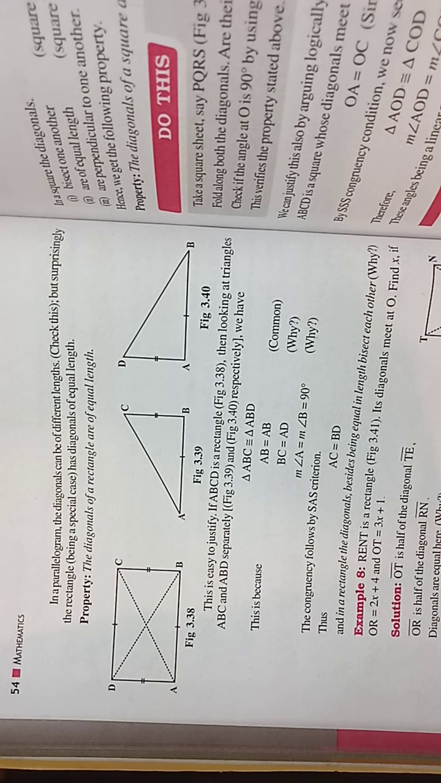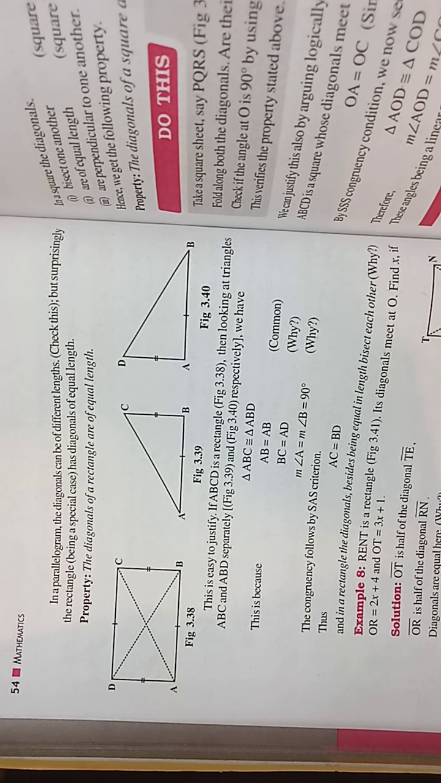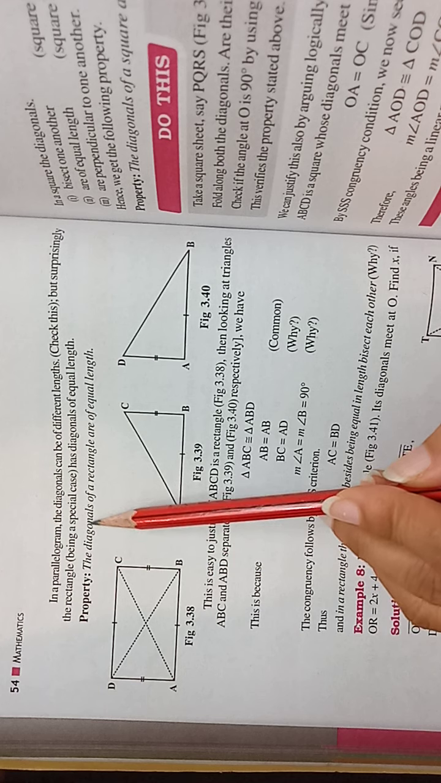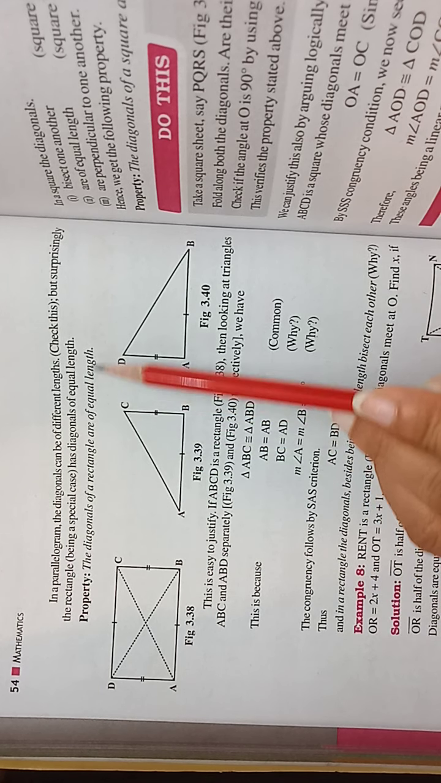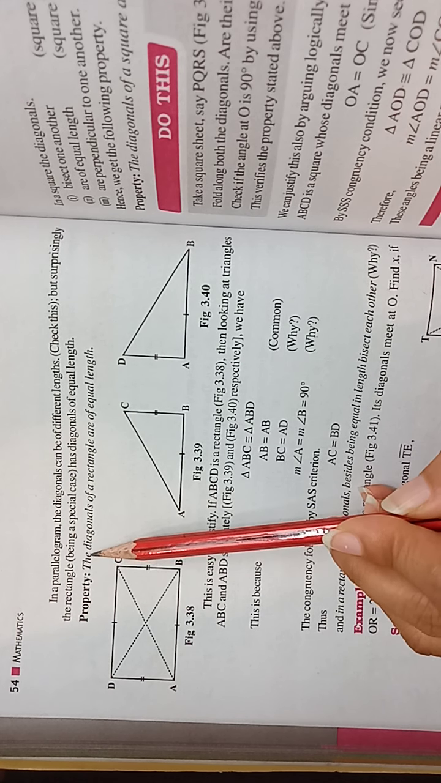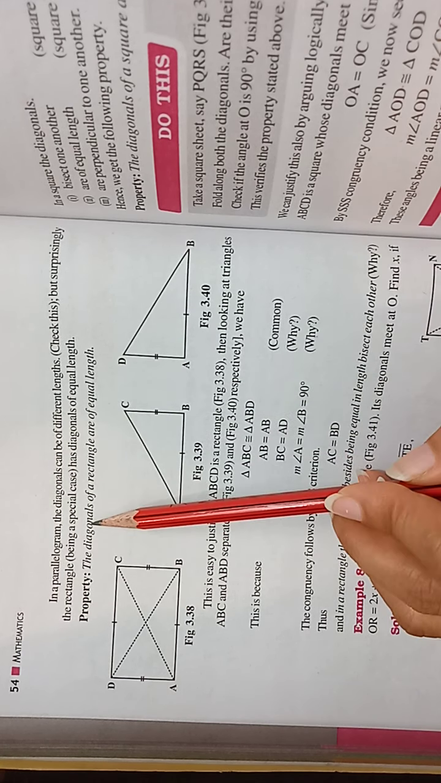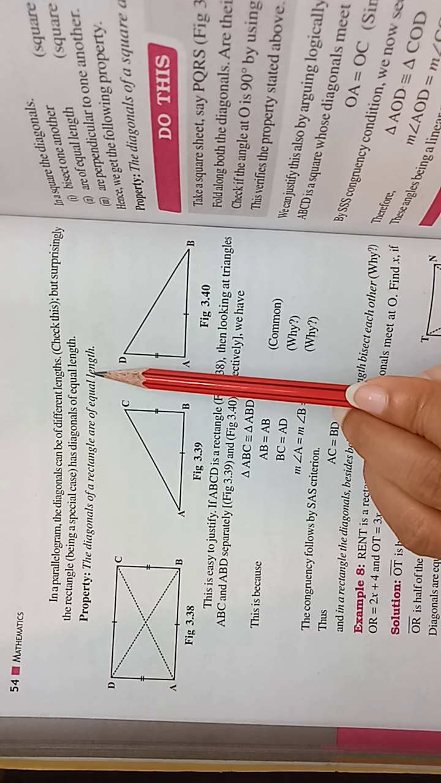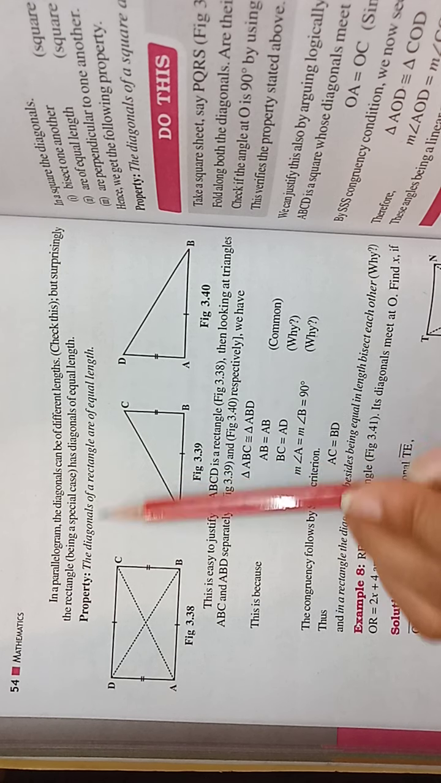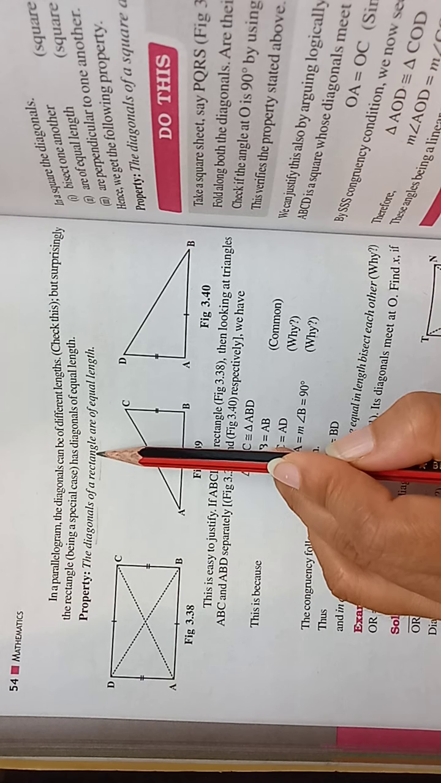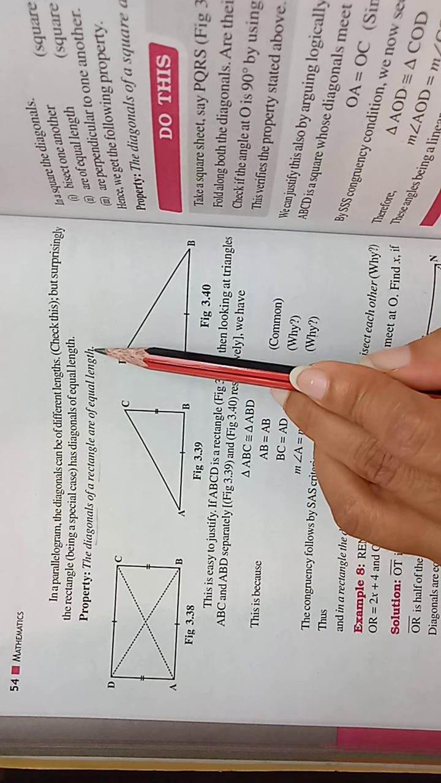NCERT Maths 8th class book, chapter 3, Understanding Quadrilaterals. We will see the next property: the diagonals of a rectangle are of equal length. Now, to understand the meaning of the property, we will first focus on the terms here. These are rectangle, then diagonals of rectangle, and that they are of equal length.